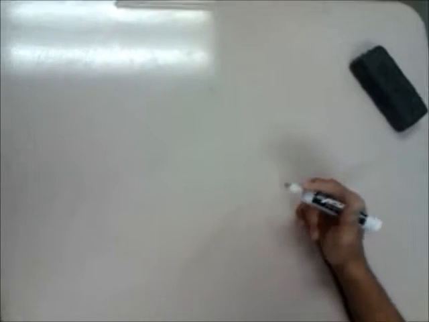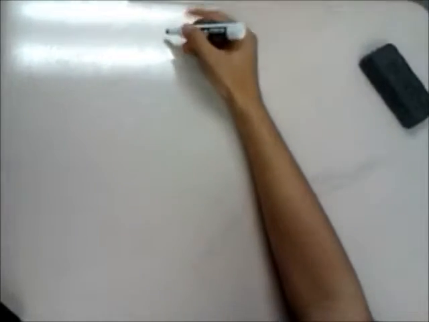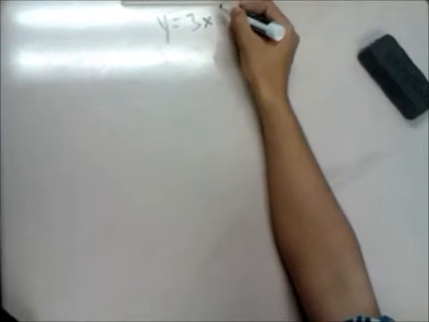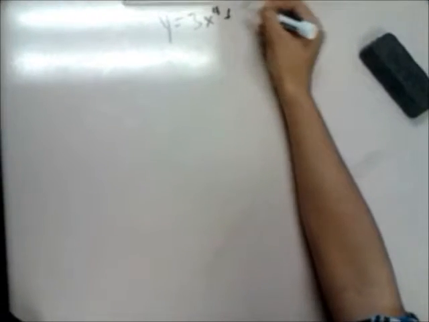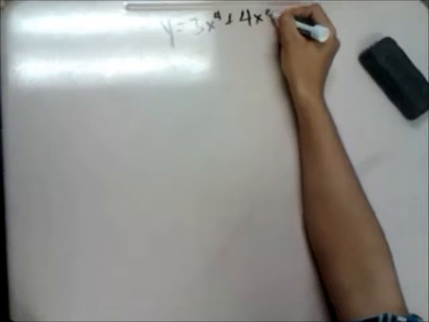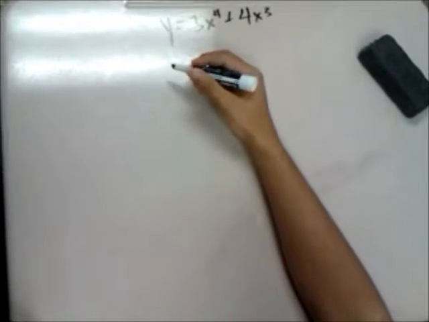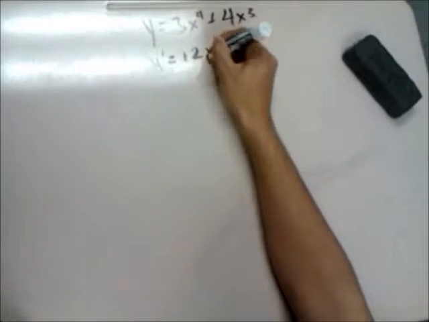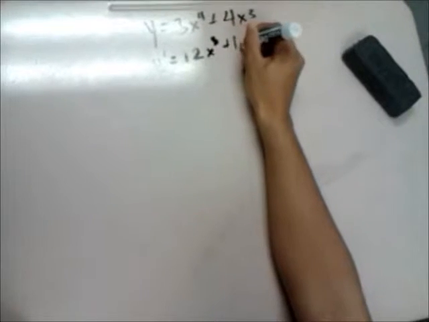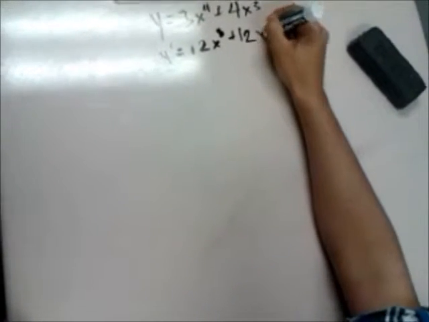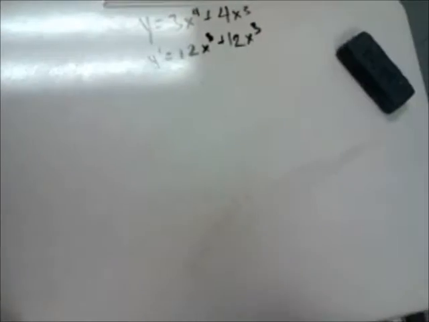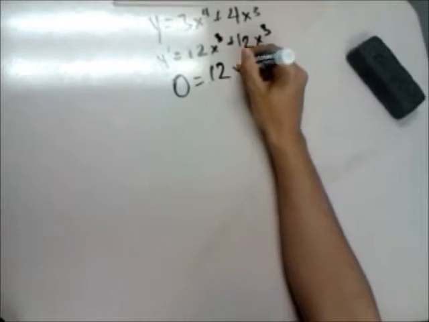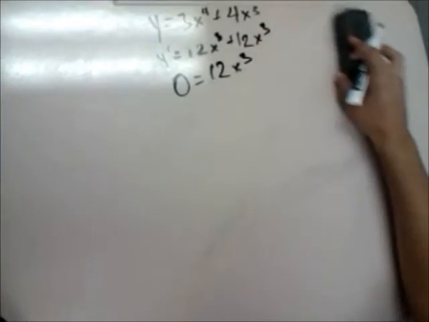Now let's do another one. Another pretty simple one. So y is equal to 3x to the 4th plus 4x cubed. Okay. Now we find the prime. It's 12x cubed plus 12x squared. Alright. Now we make it equal to 0. Oh yes, sorry. Squared over here.